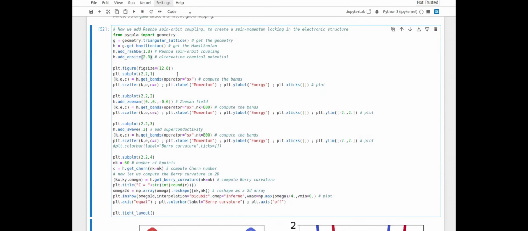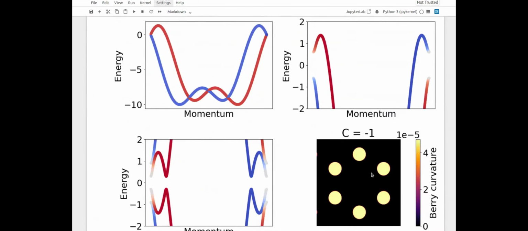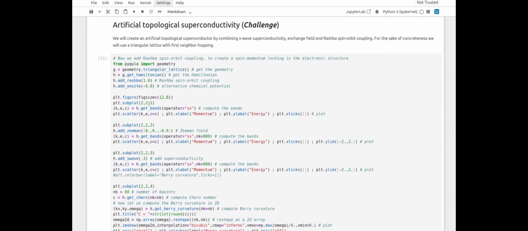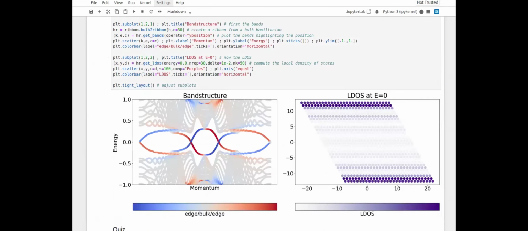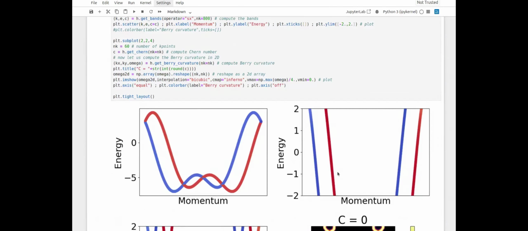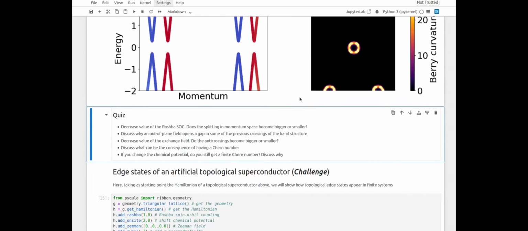But now if we choose a different chemical potential, for example 0.6, we can go to a completely different state that now has Chern number equal to 1. Or of course, if we choose an even different value, we can go to a system that has no Chern number whatsoever. For example, in this case, the Chern number is 0. So when engineering a topological superconductor with S-wave superconductivity, the value of the chemical potential is exceptionally important.